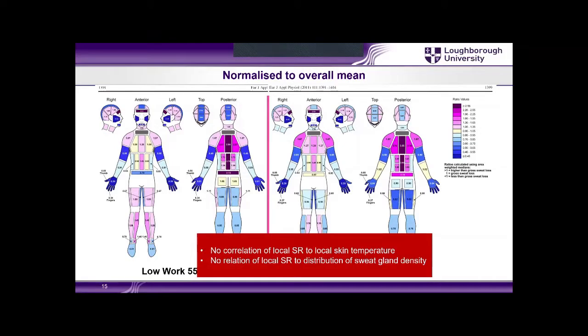Two other points to mention: we did not find any correlation of local sweat rates to local skin temperatures, which was important to see whether putting on a patch which would warm up the skin a little bit would affect the sweat rate. And finally, no relation of local sweat rate to the distribution of sweat gland densities. If you look into the literature, you'll find that the distribution of sweat gland density does not match what you see here in sweat production. And that implies that it's more about the maximum amount of sweat pushed out by each individual sweat gland, differing across different areas, than it's the number of glands determining this.